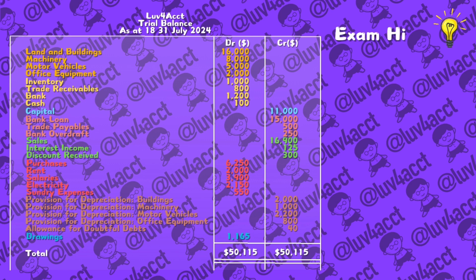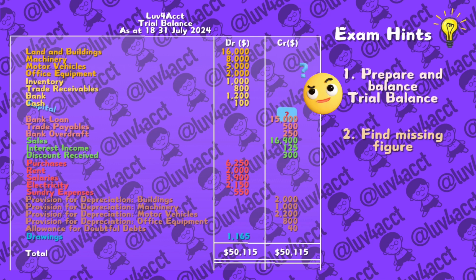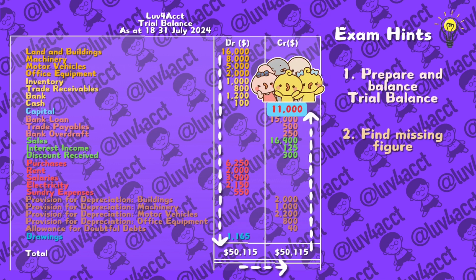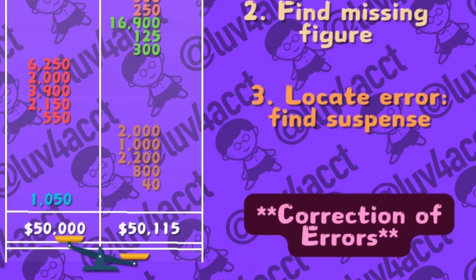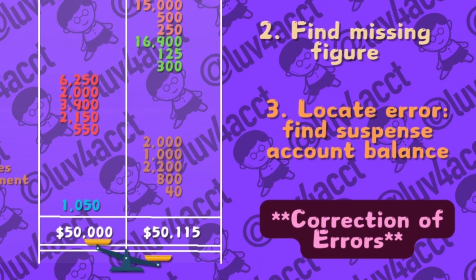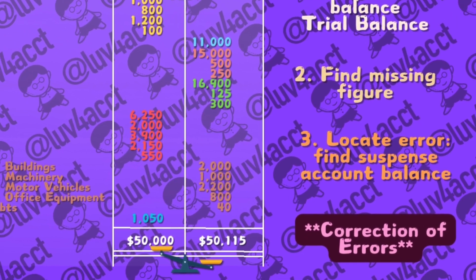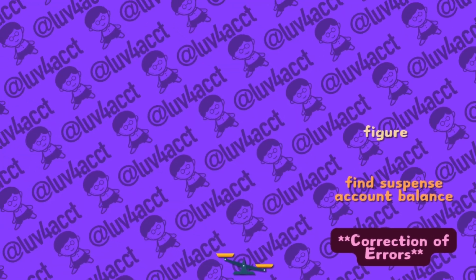In public exams, we may be asked to simply prepare and balance a trial balance from a list of balances given, just like what we have done. We might also be asked to find a missing figure by completing the trial balance. Sometimes, the trial balance fails to agree because errors exist. In this case, we have to correct the errors first. Provisions, allowances, drawings, and corrections of errors will be covered in other lessons in the future.